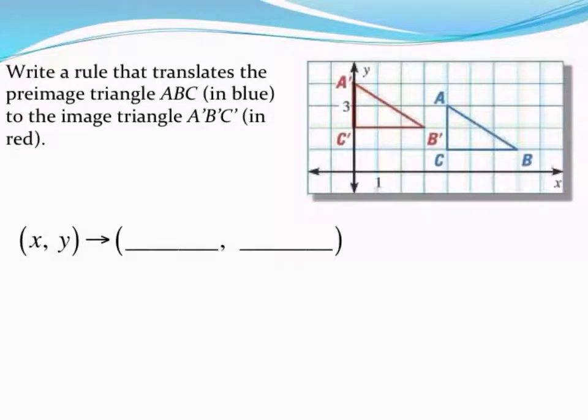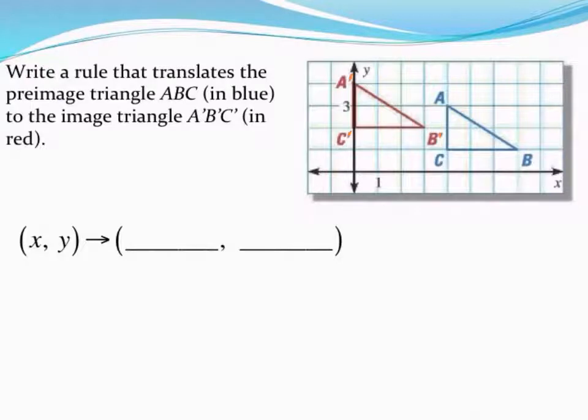Suppose I didn't have colors to look at, or like on your notes they're black and white, so I don't know which one's which. Well, the other way that we can tell that the red one is the image, the final location, is I have those prime tick marks with it as A prime, B prime, C prime. So I know that's where I'm going to end up, meaning the one without the primes, the blue one in this case, is going to be the original one.